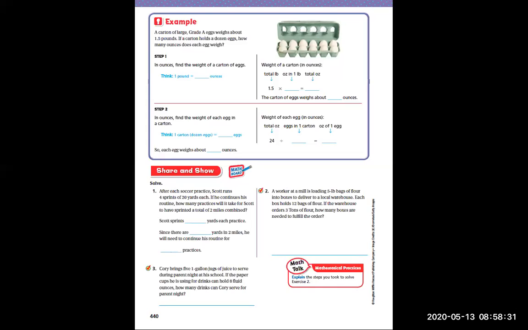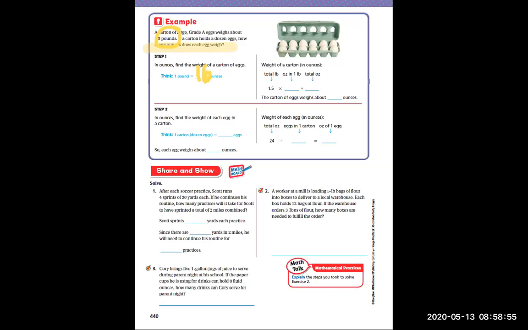So again, I'm going to highlight the question. We're trying to find how many ounces, but that's going to be a change in our unit of measure, right? Because the problem starts in pounds. So we need to know what the conversion factor is between ounces and pounds. And hopefully you know that 1 pound is equal to 16 ounces.